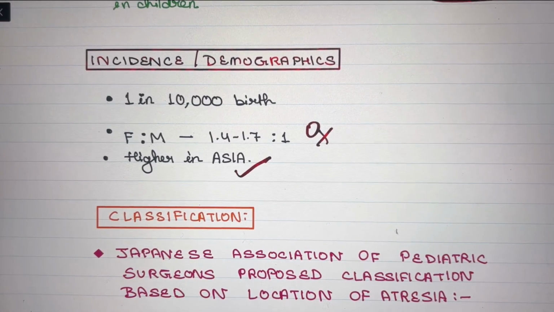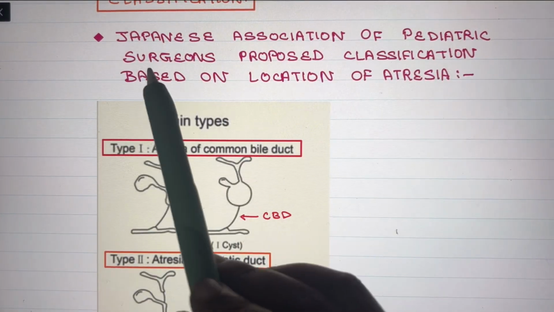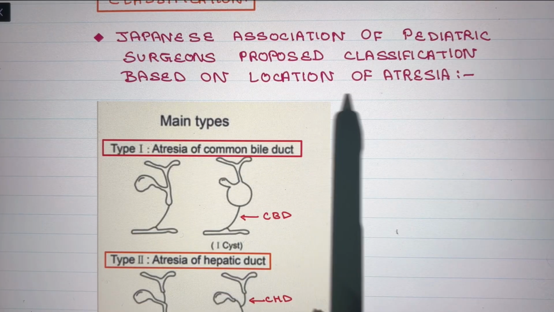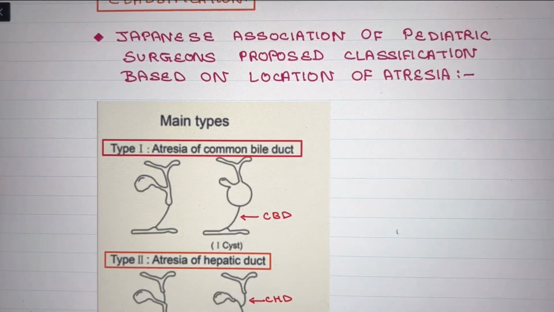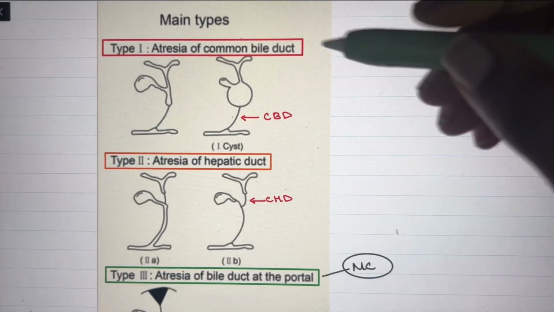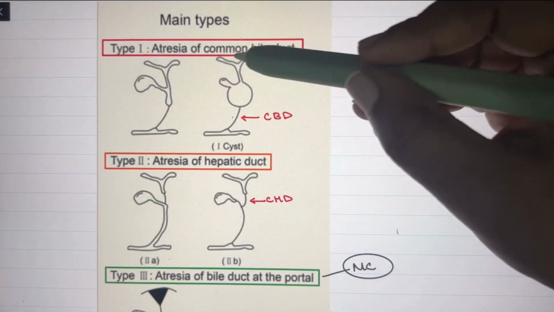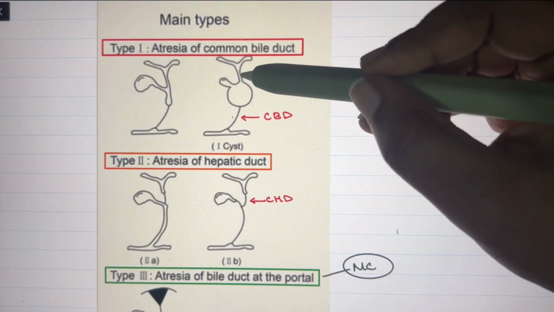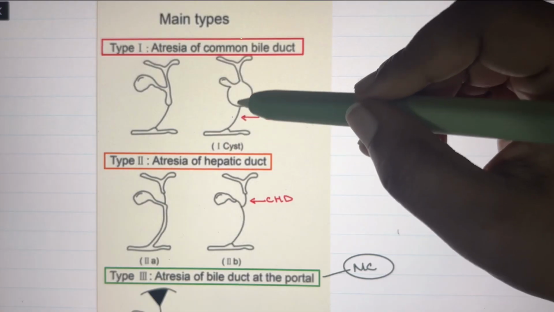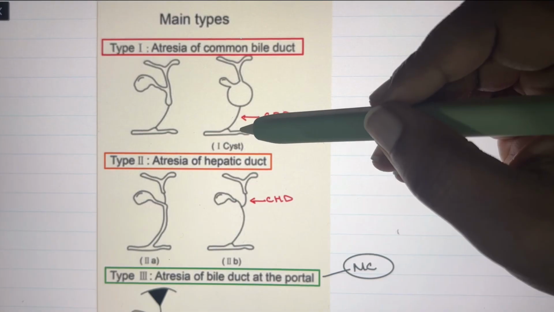First we will know the classification of biliary atresia. The classification is given by the Japanese Association of Pediatric Surgeons, proposed based on the location of the atresia. So there are three types: type 1, type 2 and type 3. First I will tell you the parts. This is the right and left hepatic duct, then the common hepatic duct, then we have the gallbladder and cystic duct, which form the common bile duct, and then it goes into the ampulla of Vater and opens into the second part of the duodenum.